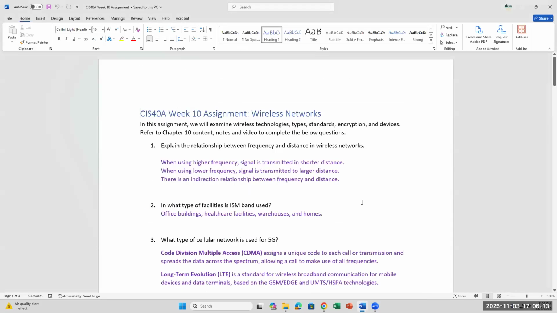So in the first few questions, question number one asks you to explain the relationship between frequency and distance in a wireless network. We already know that it is line of sight. So for example, at home, you might have a wireless router downstairs, or at a corner in your house. And if you're sitting far away from that particular access point or router, you will have lower signal shown on your tablet, smartphone, or smart devices.